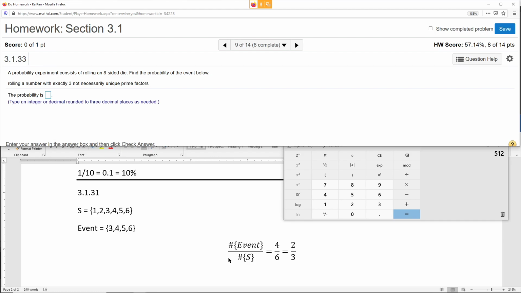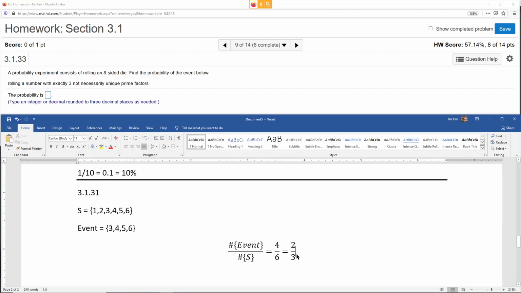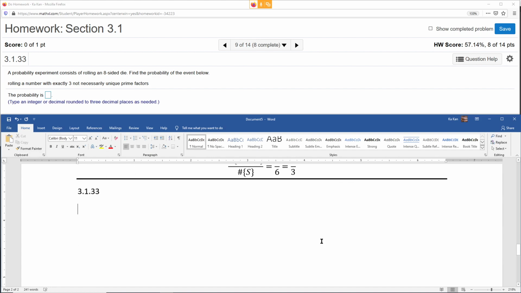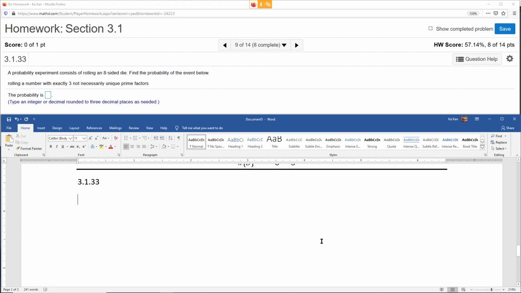It's trying to get you to use this particular definition right here, because we're going to be using that for more complicated problems. So let's see the next problem, 3.1.33. Now, this time they're talking about rolling a number with exactly 3 not necessarily unique prime factors. I know it's a mouthful, right?